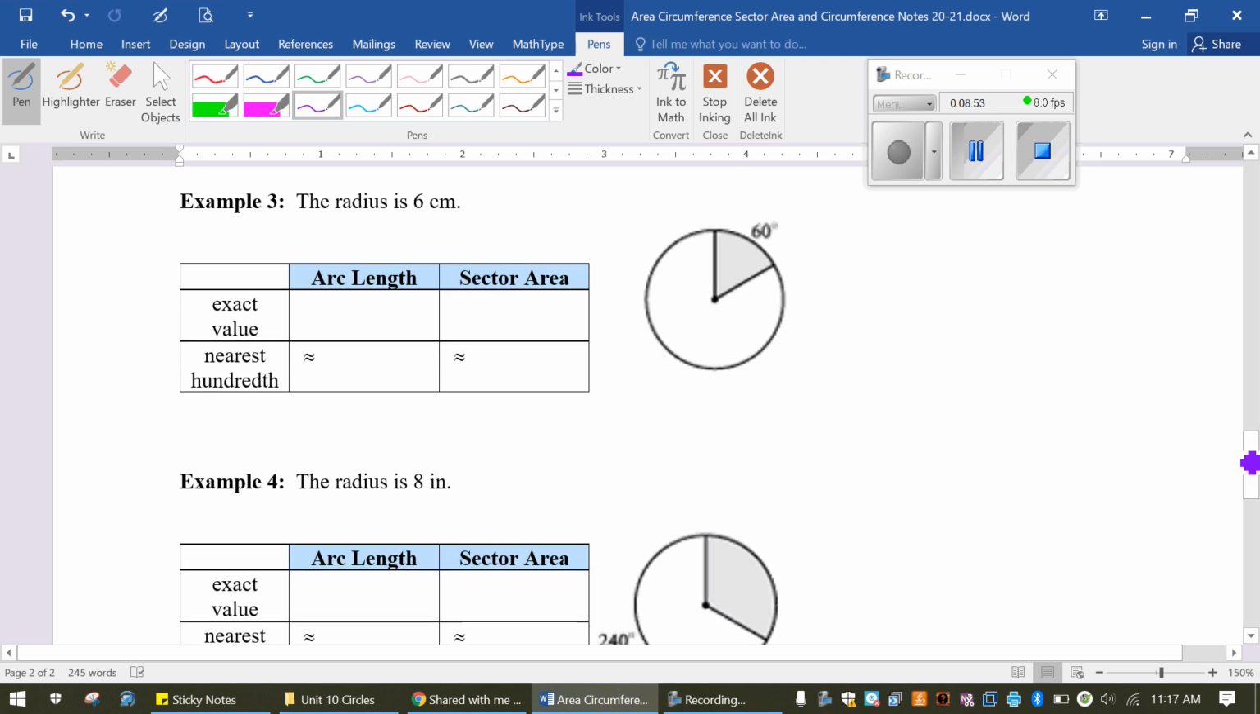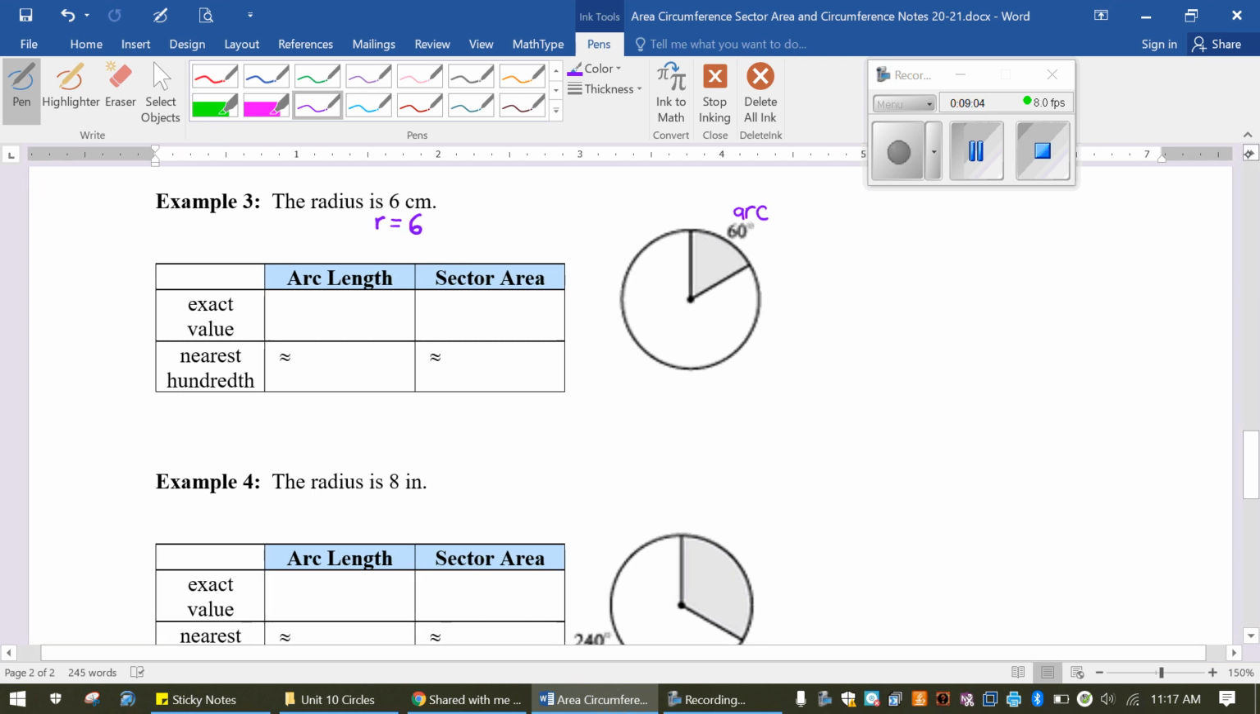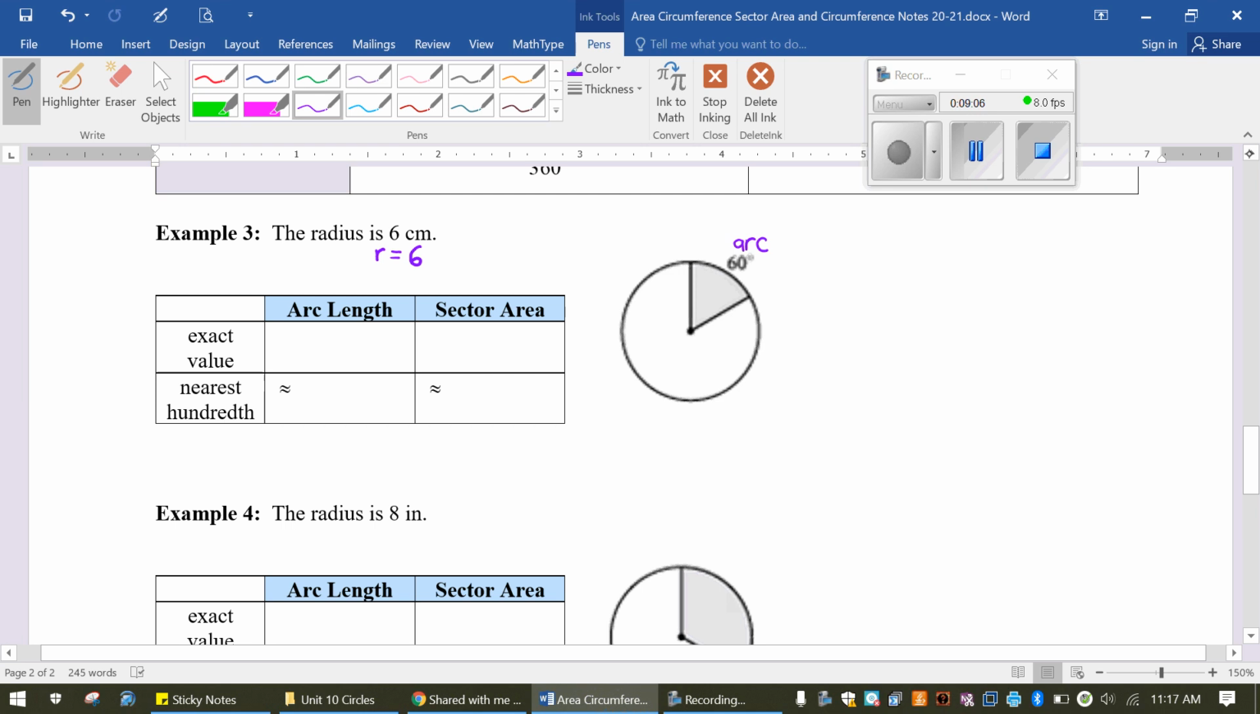So we've got that here. Here is my arc, and my radius is given as 6. We're going to use both of the formulas, substituting in those values. We'll do the arc length first. The arc length would be taking that arc over 360 and multiplying by 2 pi r. The arc that I have is 60 degrees over 360 times 2 pi, and then my radius is 6.